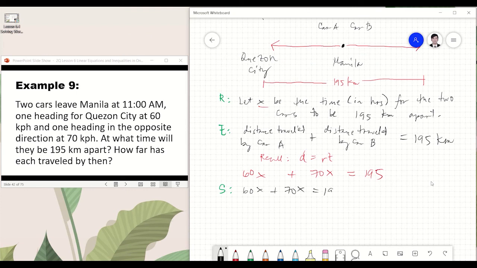So, we start by combining 60x with 70x. That would be 130x is equal to 195. Then, kailangan nating i-isolate si x. So, need nating gawing 1 yung coefficient ng x natin. So, we just have to multiply the reciprocal of 130, which is 1 over 130. So, whatever you do on the left, do on the right.